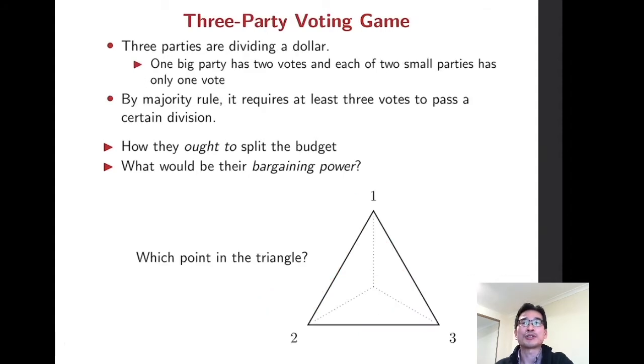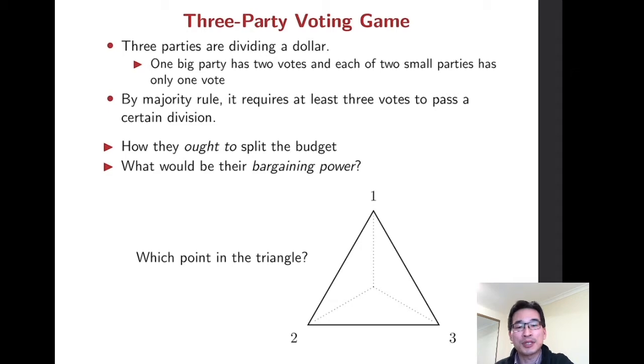Think about another situation, the three-party voting game. We have three parties, and they are going to divide a dollar. One big party has two votes, and each of the other two small parties has only one vote. By majority rule, it requires at least three votes to pass a certain division. So the question is how they ought to split the budget, or we may be interested in what their bargaining power would be.